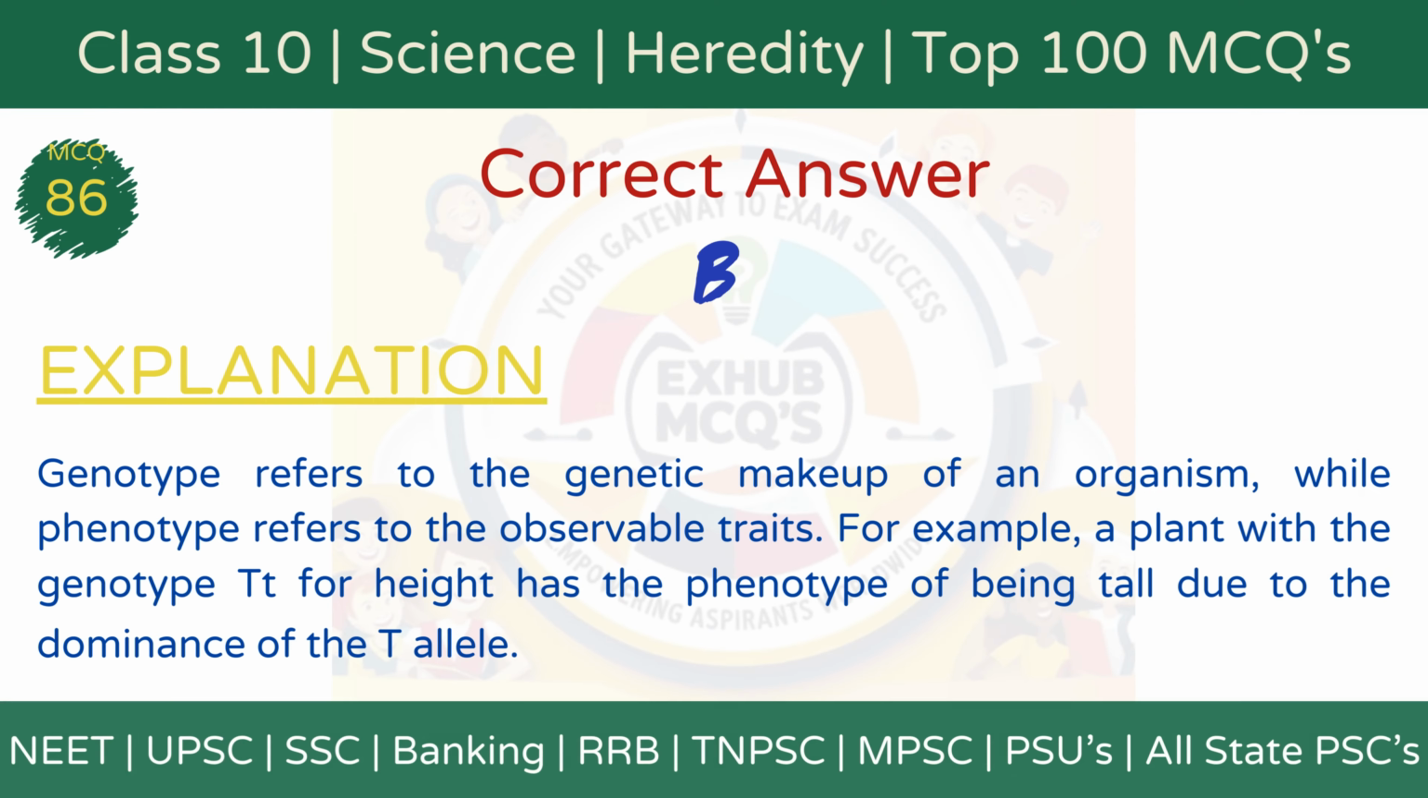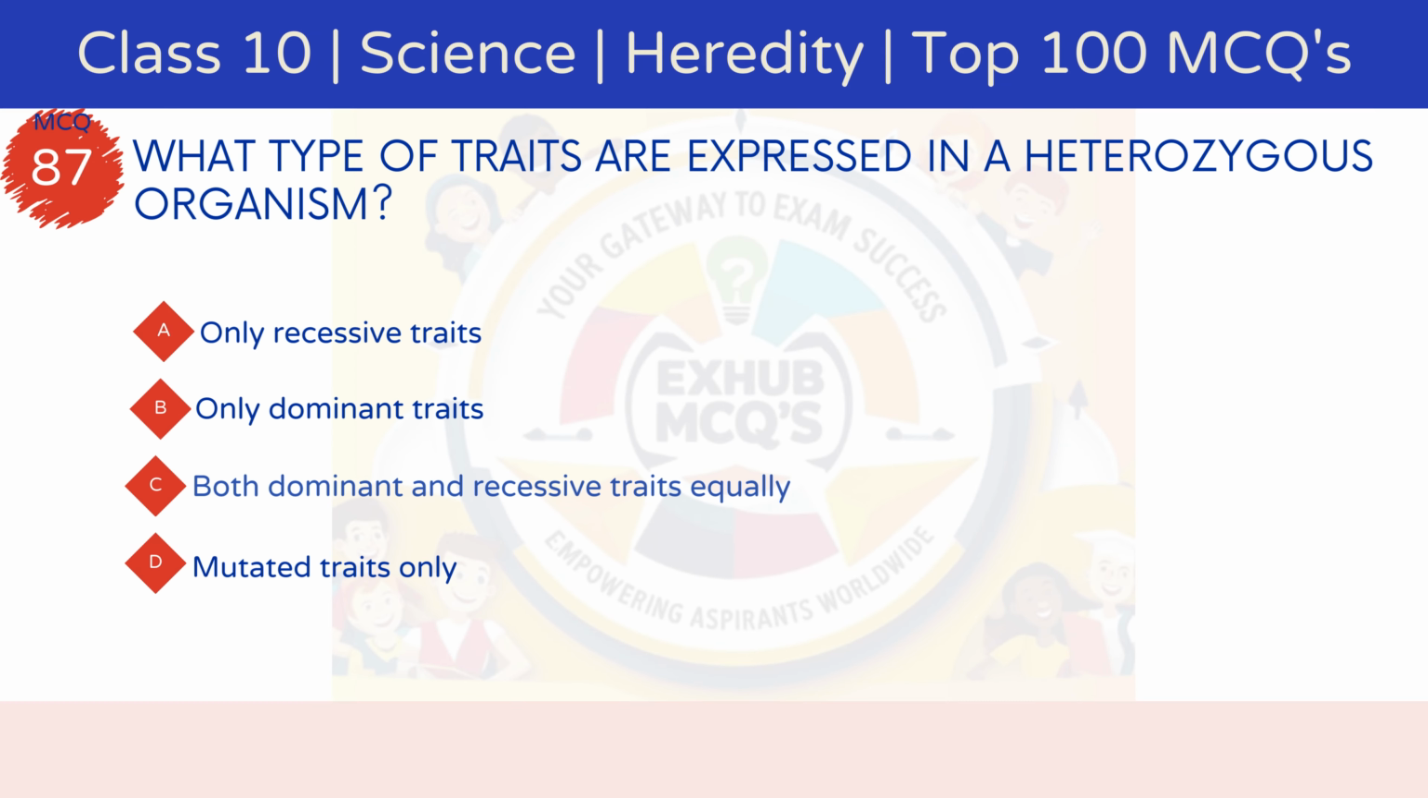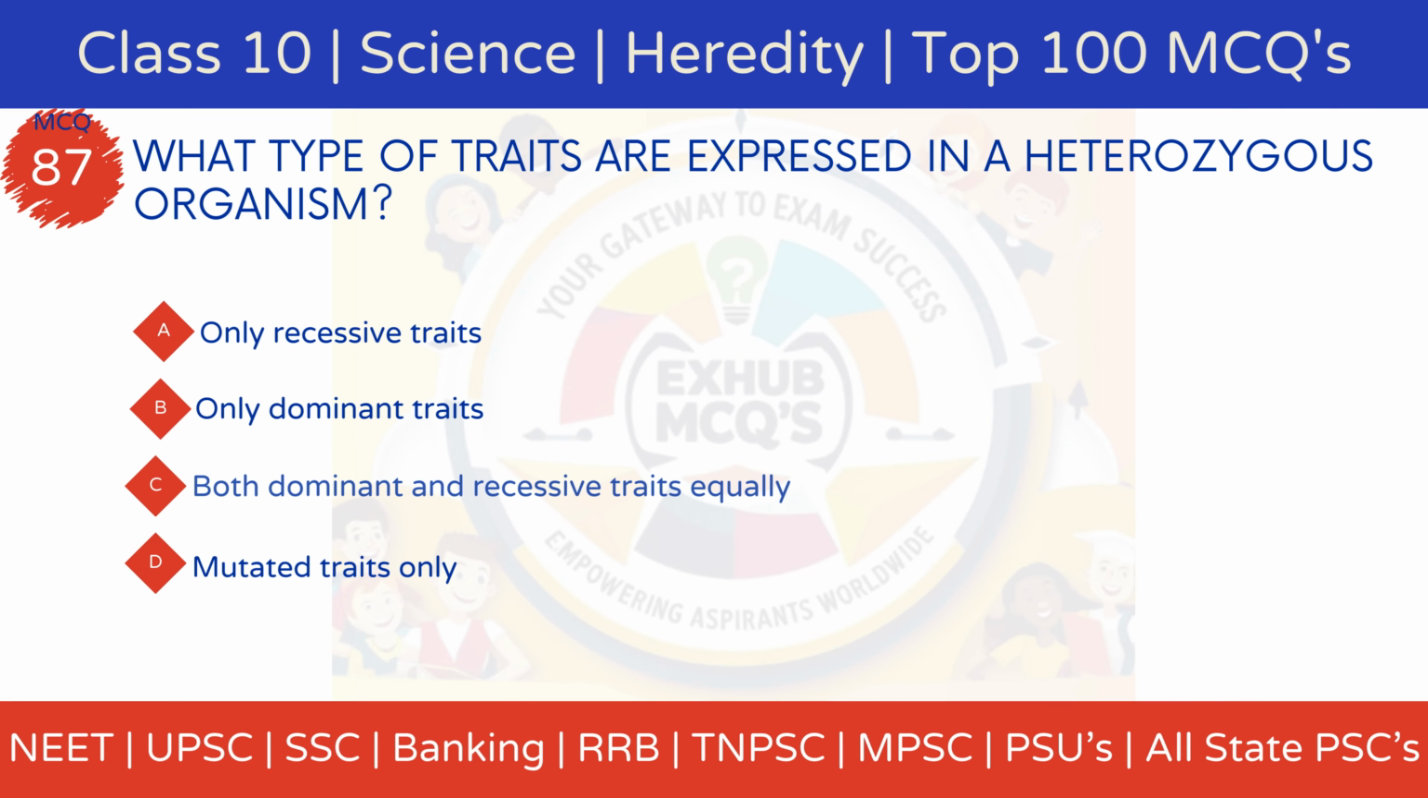The correct answer is option B. Phenotype is the visible trait, genotype is the genetic makeup. Explanation: genotype refers to the genetic makeup of an organism, while phenotype refers to the observable traits. For example, a plant with the genotype TT for height has the phenotype of being tall due to the dominance of the T allele. MCQ 87. What type of traits are expressed in a heterozygous organism?